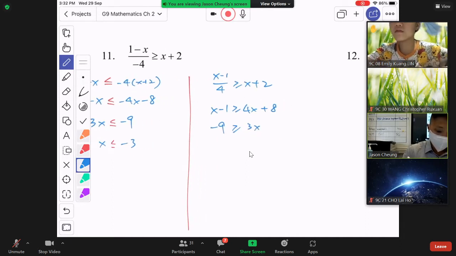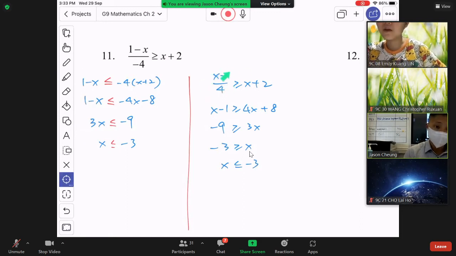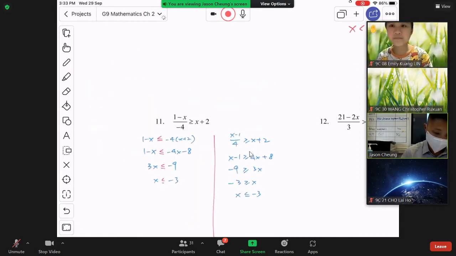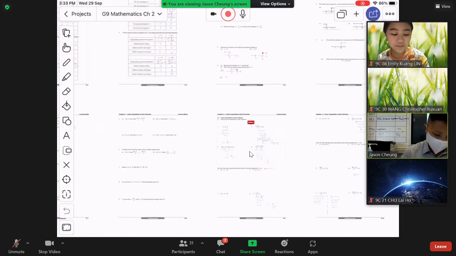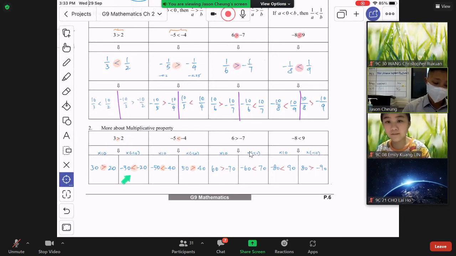Yes, Emmeline, yes. I want to know why do you change the sign in method 1? You don't understand this one. No, I mean the left-hand side. Here? Yes. You don't know why we need to change the sign here. Yes. The reason is that, if you still remember, you may refer to page 6 here. When we multiply by a negative number on both sides, we need to change the inequality sign here.